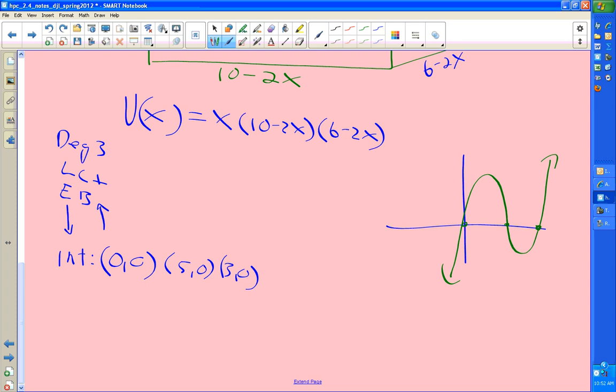Now, it's not a trick question at all. The domain of this function, does anyone know the domain of this green graph? So how do we describe that? All reals, somebody said. It's unlimited, it's infinite, all reals. So x can be anything.